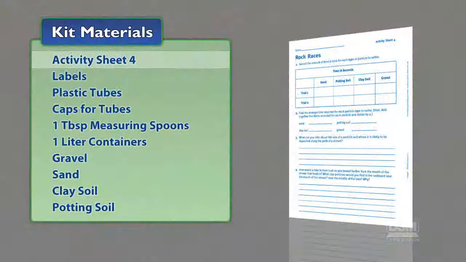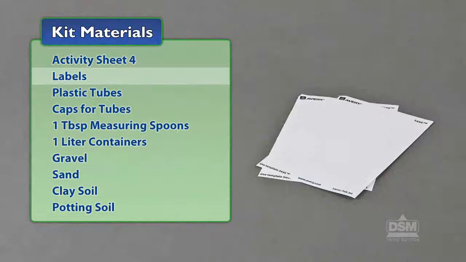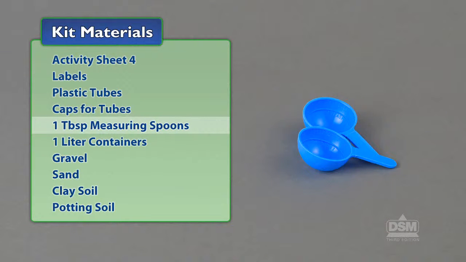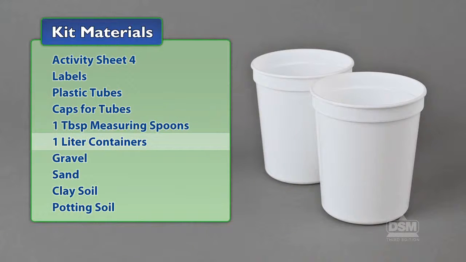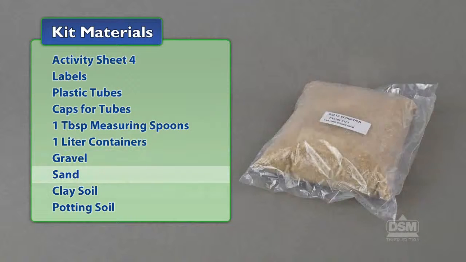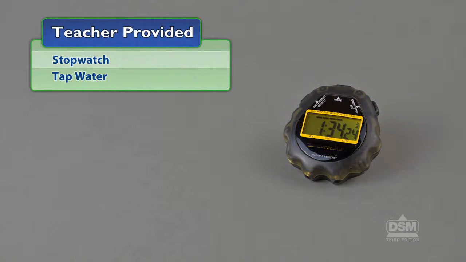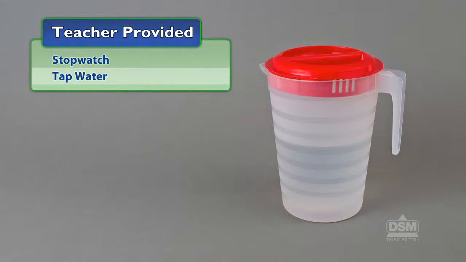You will need the following materials from the kit: Activity Sheet 4, labels, plastic tubes, caps for tubes, 1 tablespoon measuring spoons, 1 liter containers, gravel, sand, clay soil, and potting soil. You will also need to provide a stopwatch or other timepiece that indicates seconds, and tap water.